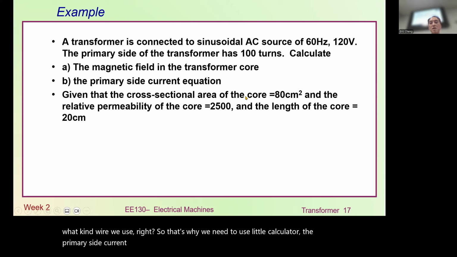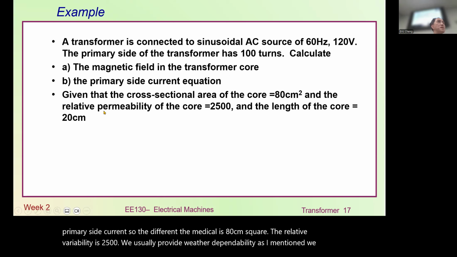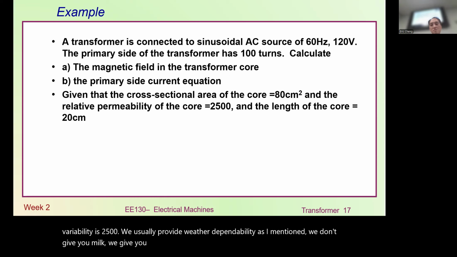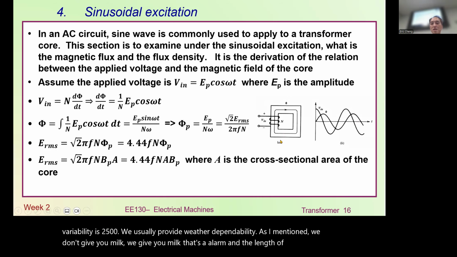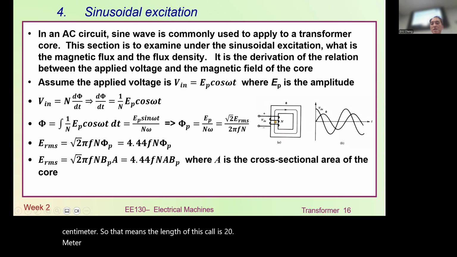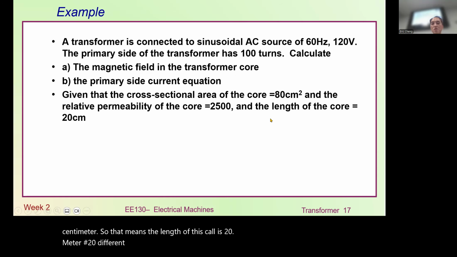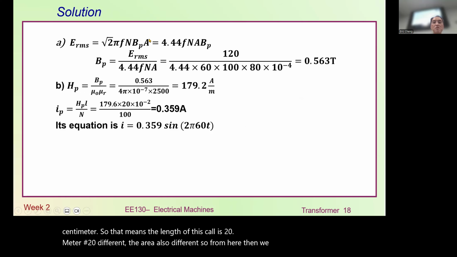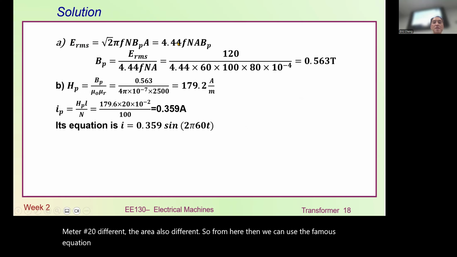So given the magnetic core is 80 centimeters square, the relative permeability is 2500. We usually provide relative permeability. As I mentioned, we don't give you mu, we give you mu R. That's the norm. And the length of the core is 20 centimeters. Number of turns differ, the area also differs. So from here, we can use the famous equation, 4.44 f N B A.